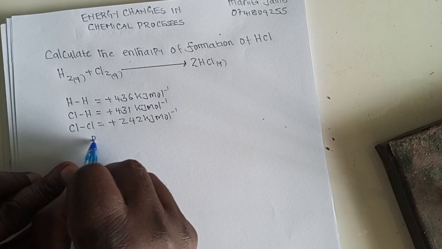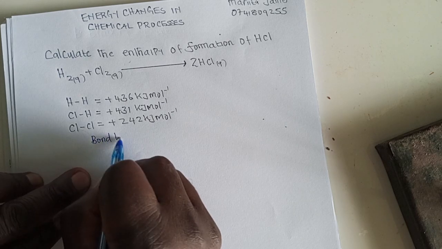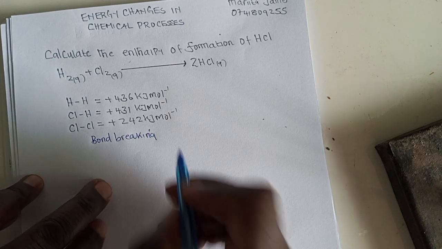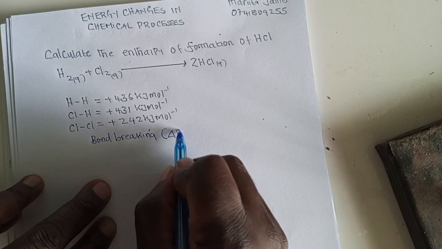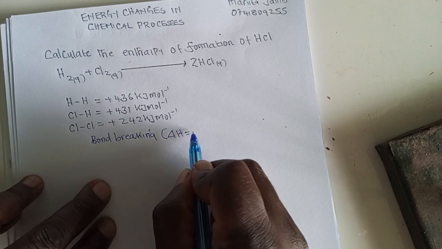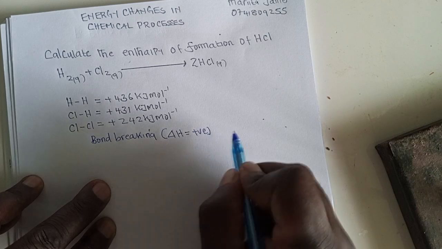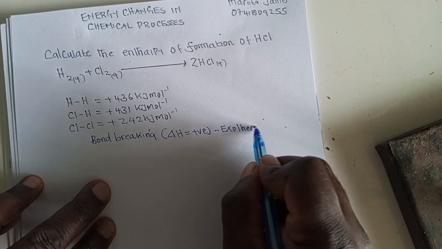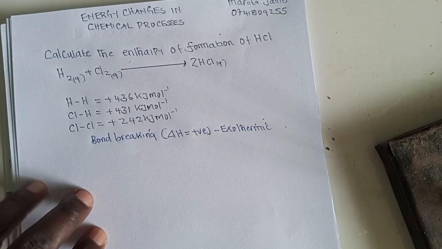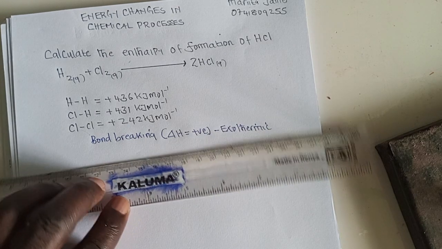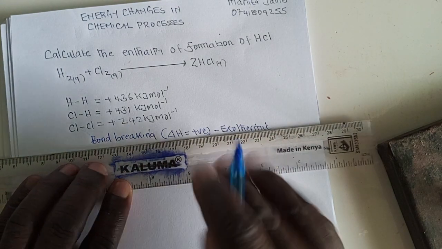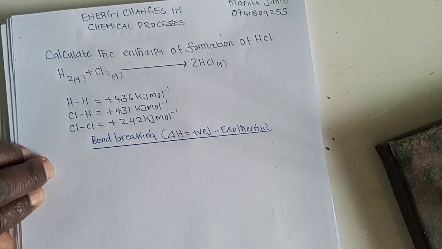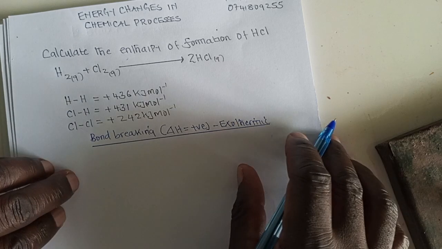We can calculate the bond breaking, and you need to understand that bond breaking is always an endothermic reaction, therefore the value is positive. So let us first of all find the bond breaking, and this one involves the reactants.